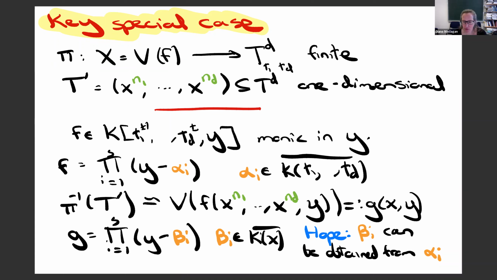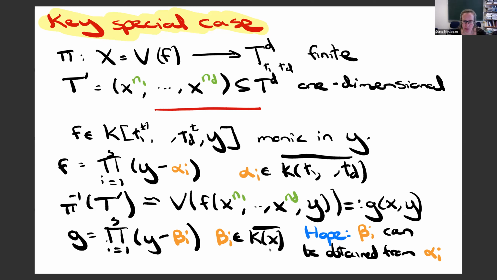Now my roots beta_i live in the algebraic closure of the field of rational functions in just one variable, x. Roughly, the hope is that the beta_i can be obtained from the alpha_i. That's what I'm going to explain: how to try and make that hope real.